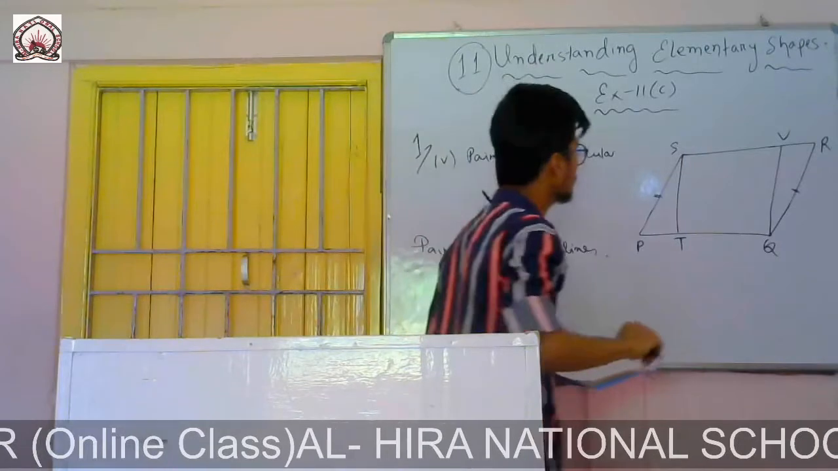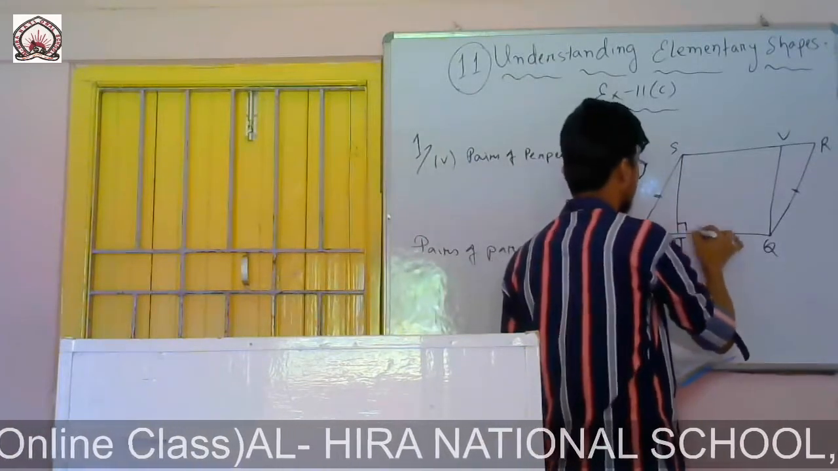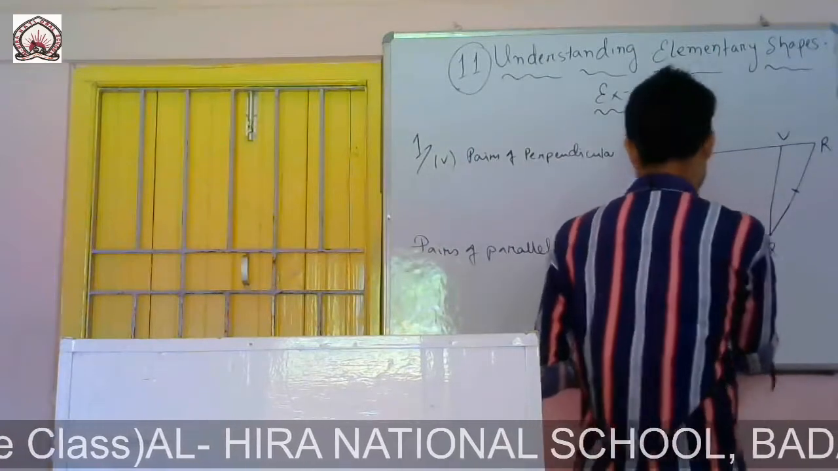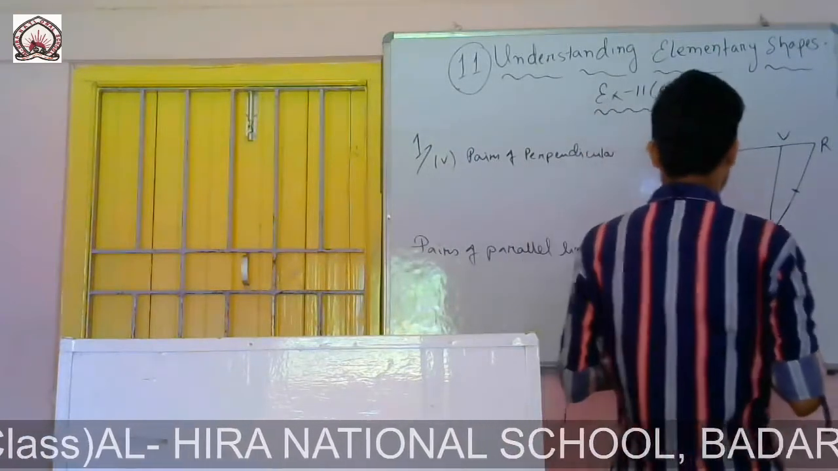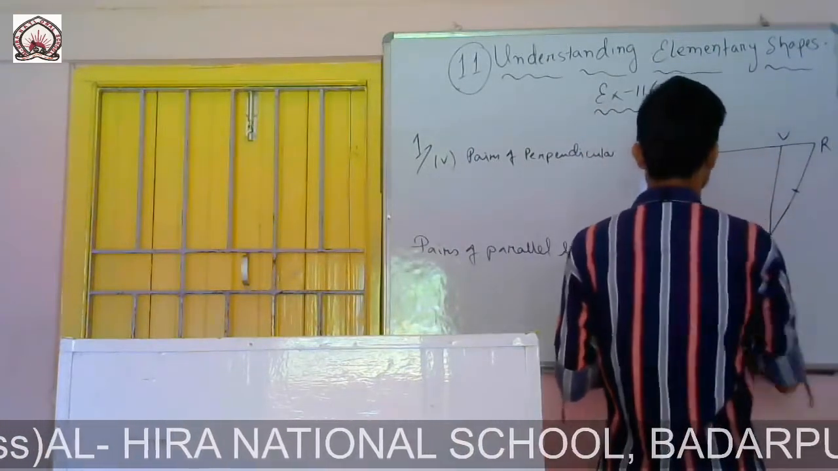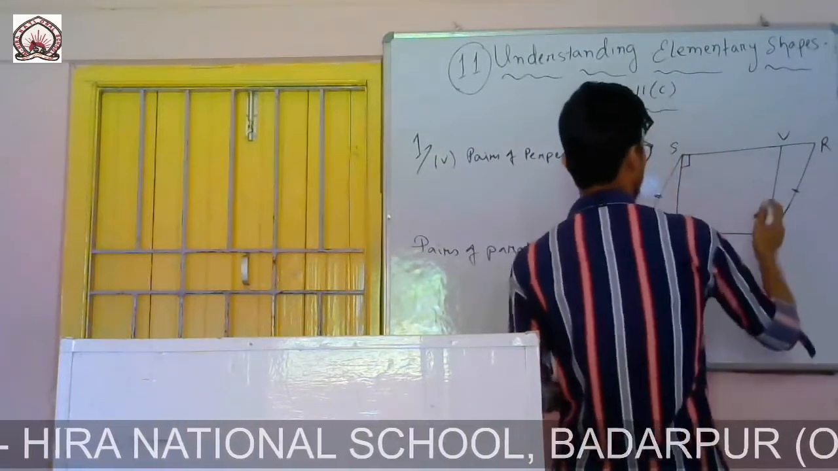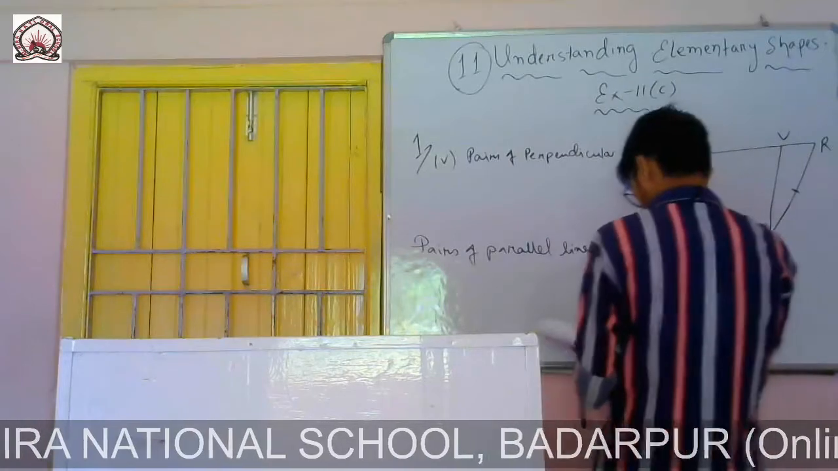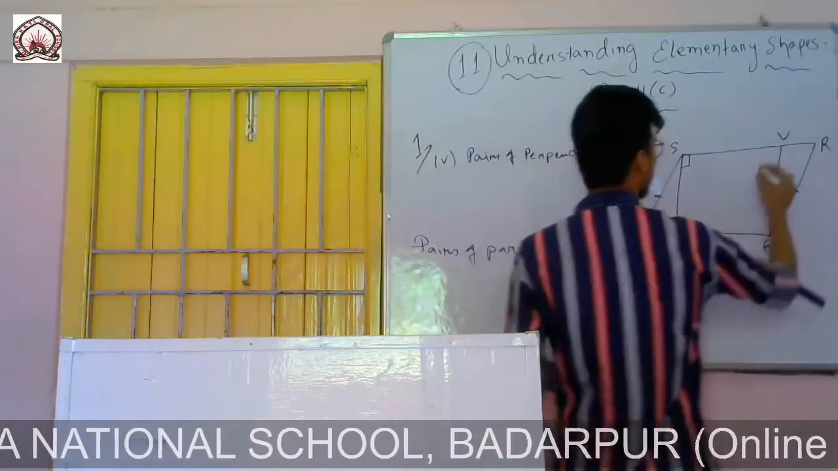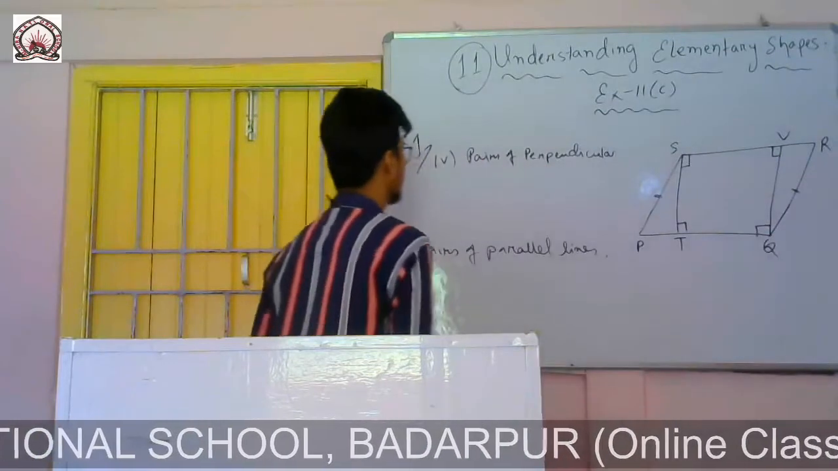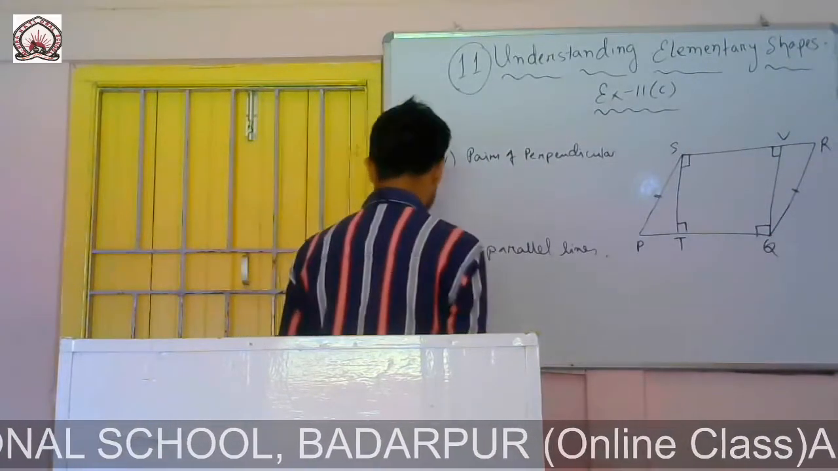Then you see some perpendicular lines also there. This one is perpendicular to this side. Then again, ST is perpendicular to SR. This one is again perpendicular to that side also. So there are three pairs of perpendicular lines. Three, not four. This one again is perpendicular to this one. This one also perpendicular. So now we can write pairs of perpendicular lines.